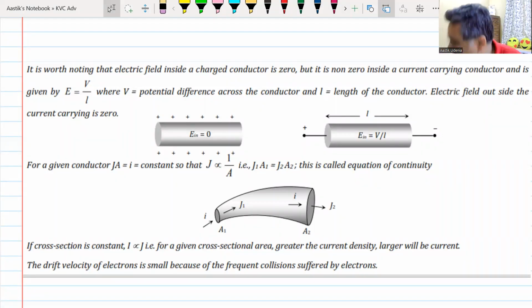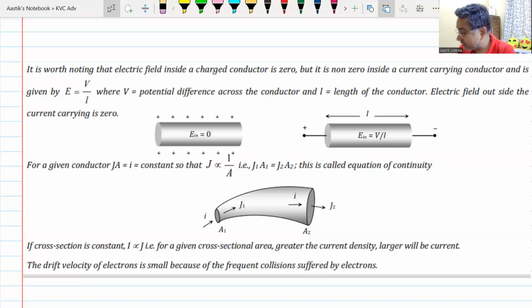Then again, these are points which may come as questions in your exams. If you have a conductor which is charged, inside the conductor electric field is 0, yes or no? But if you have a conductor and you apply an electric field across it, the conductor has a large number of free electrons, then the electric field is not 0. There is a difference between flowing charge and non-flowing charge. Do we understand this? Yes.